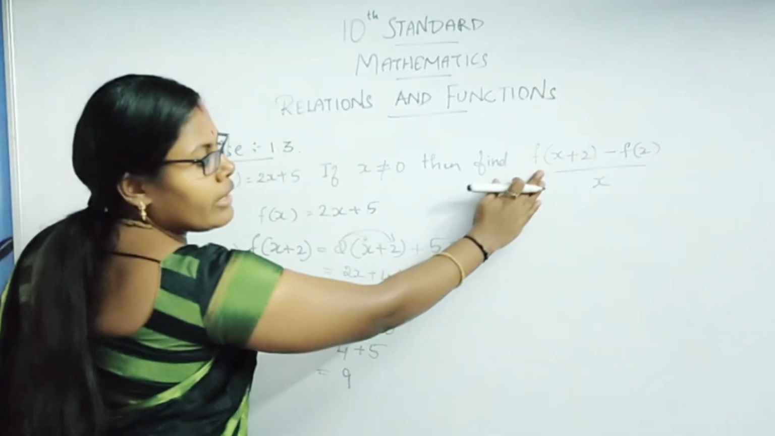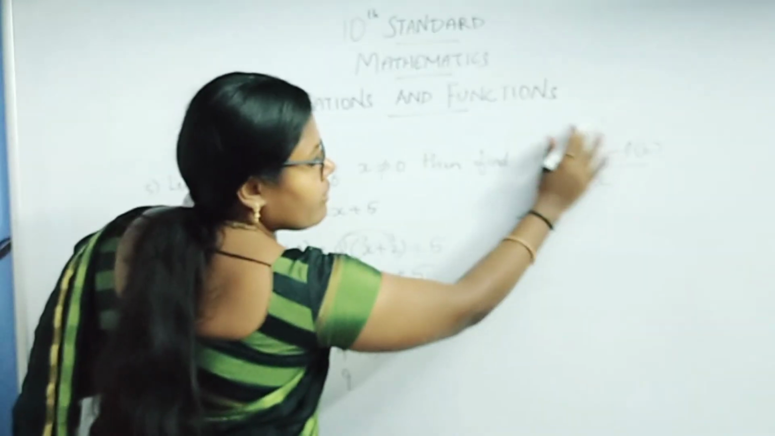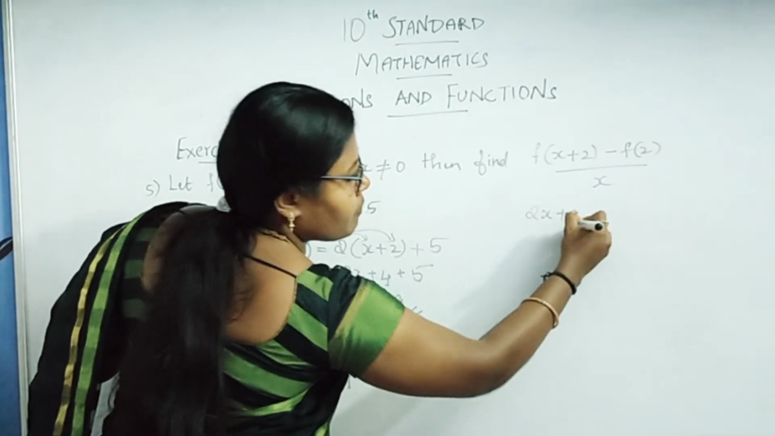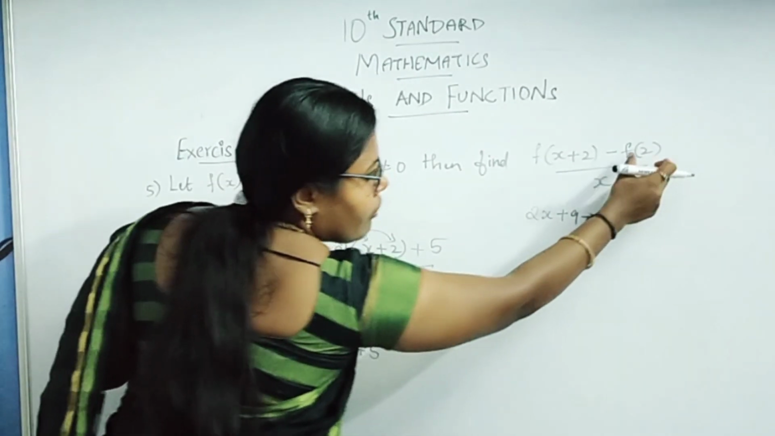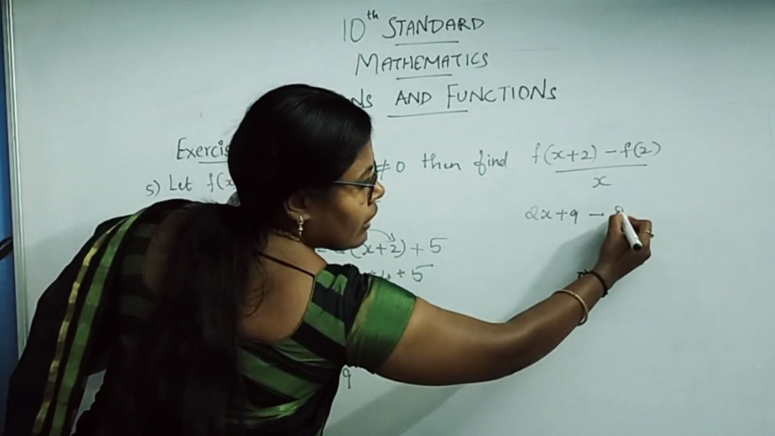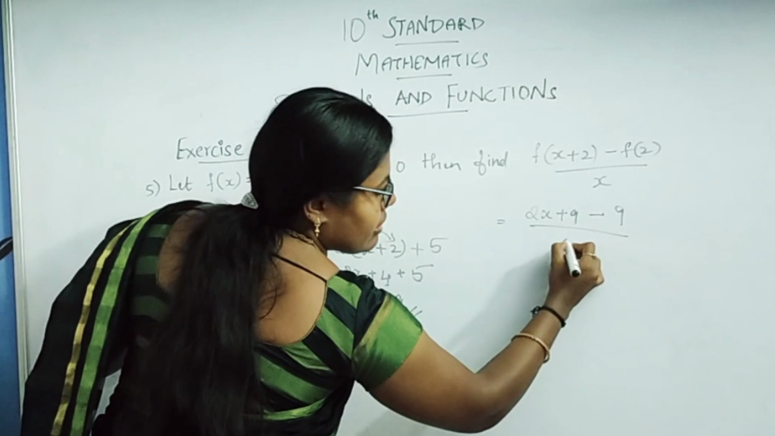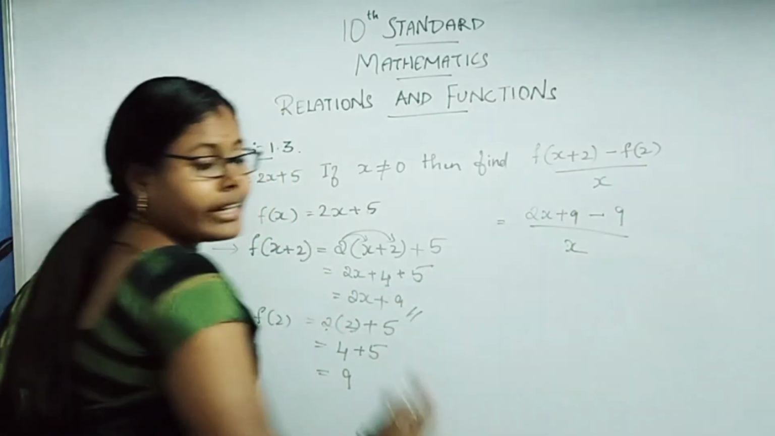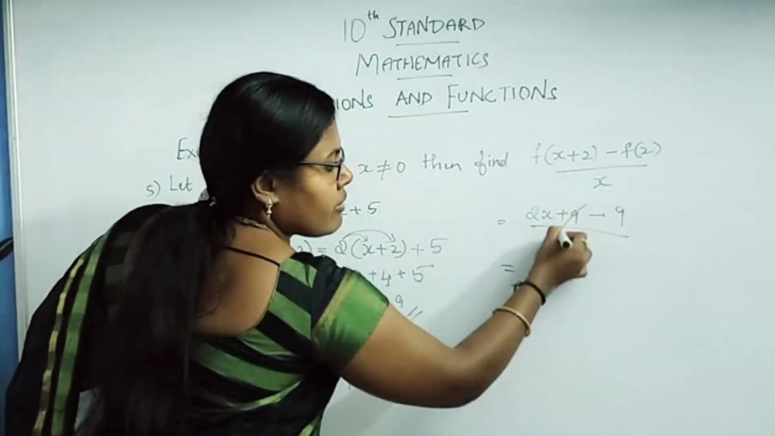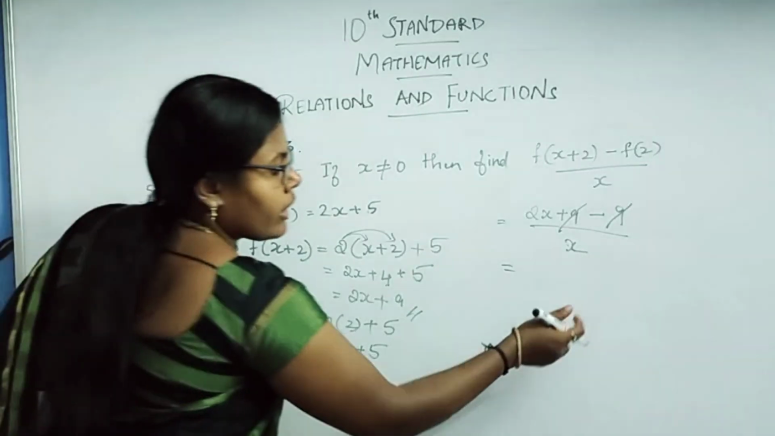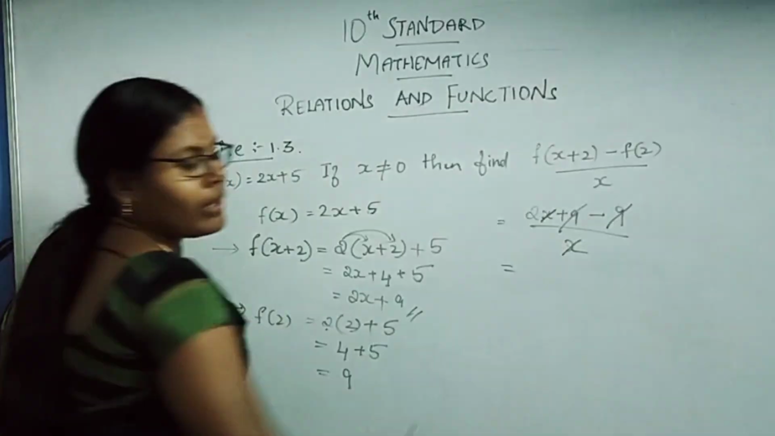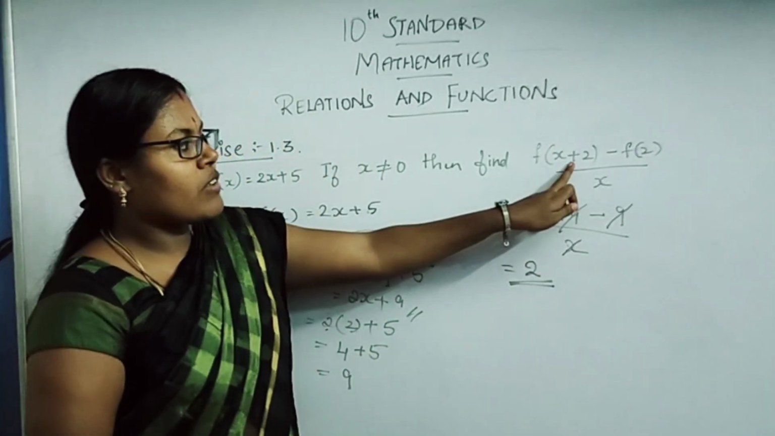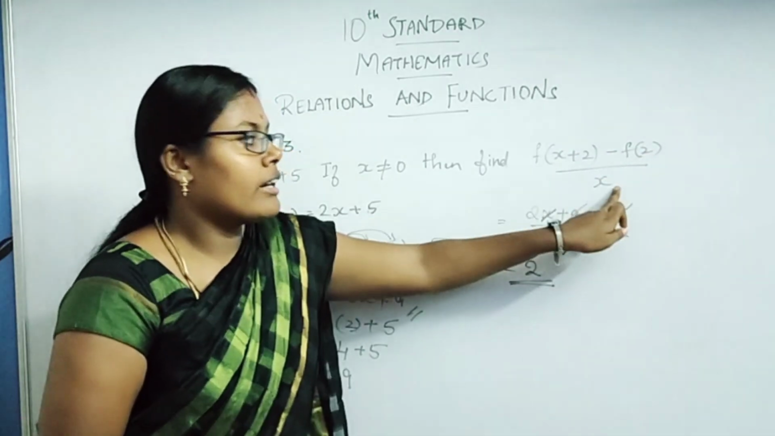So we'll substitute here and write the answer. What is f of x plus 2? That is 2x plus 9. Then minus, what is f of 2? 9, divided by x. Got it? So we have found the values separately and finally substituted here. Next, plus 9 and minus 9 will get cancelled. Then x in the denominator and x in the numerator will get cancelled. The answer will be 2. So the answer of f of x plus 2 minus f of 2 divided by x is 2.